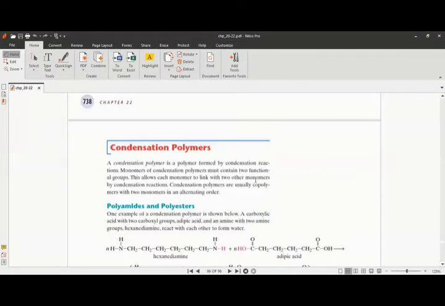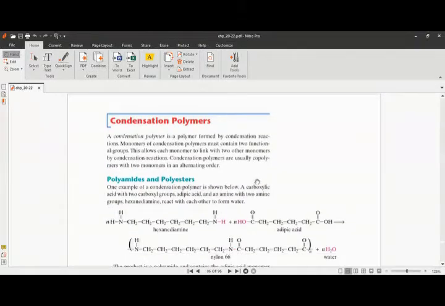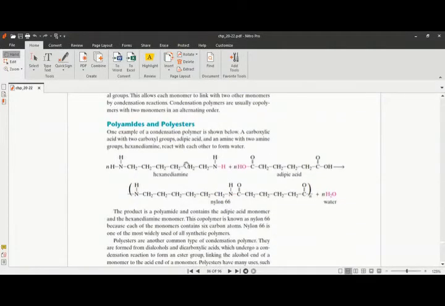Condensation polymers. The polymers here are formed by a condensation reaction, which means they must contain two functional groups. To understand the concept, look at the equation in front of you.